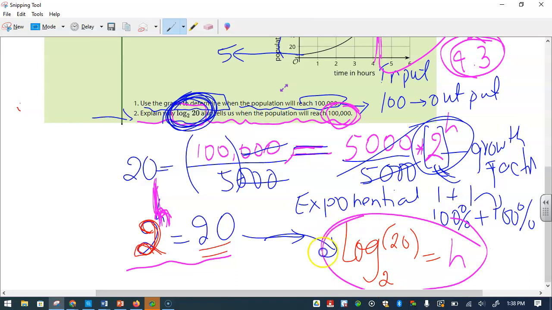Basically, what it means is the logarithm to the base 2 of 20. It means how many times do we multiply 2 to go all the way to 20?